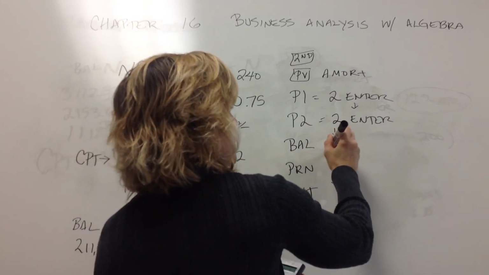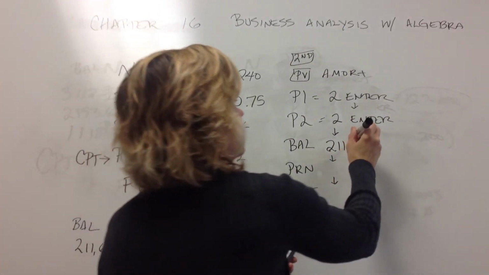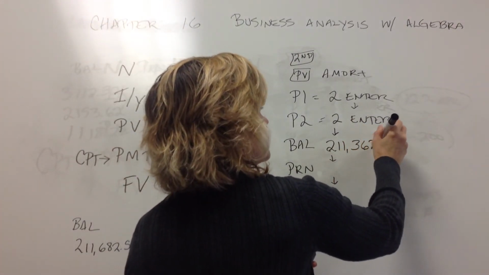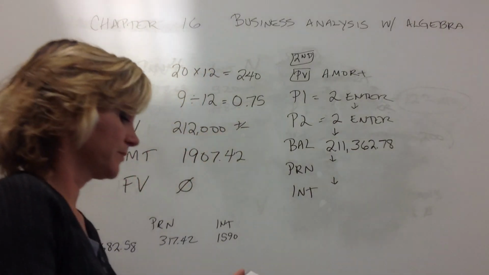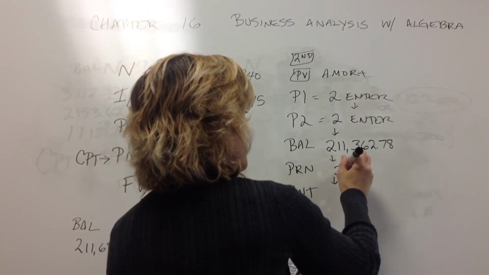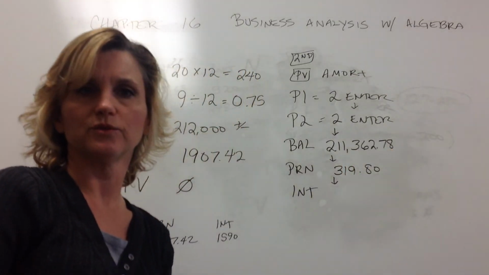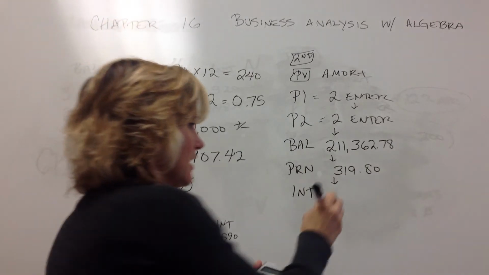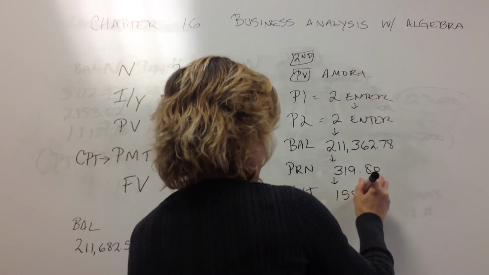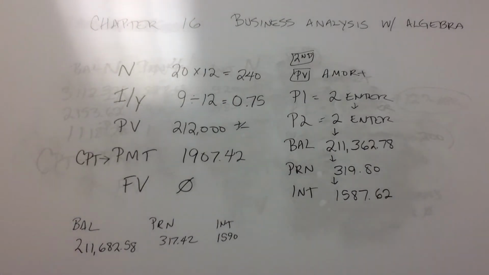If I arrow down again, my balance goes down to $211,362.78. If I arrow down again, it tells me that out of my payment, $319.80 went to reduce that principal, and then $1,586.62 went to the interest.